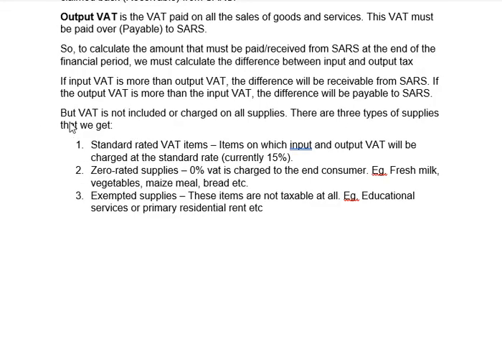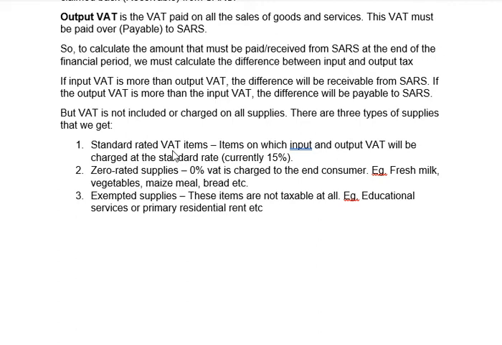Now, with that being said, VAT is not charged on all supplies. We get three types of supplies, or three types of categories under which we're going to divide our VAT supplies. The first one is standard rated VAT items. That's the one that you'll encounter most of the time. This is items on which input VAT and output VAT will be charged at the standard rate, and currently in South Africa that's 15%. So items on which VAT is charged, those are standard rated VAT items.